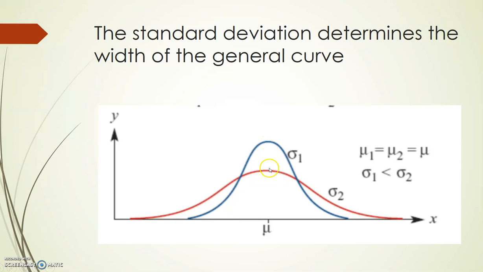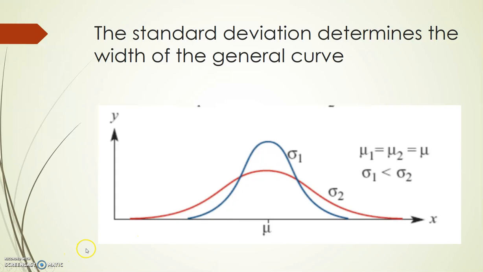The peak of the first distribution is higher than the peak of the second distribution. This is because the area under both curves is equal. The area under both curves is equal to 1. So if the area under both curves is the same, the fact that the red curve is wider means that the peak has to be lower than the peak for the first distribution, because the first distribution is a lot narrower than the second one.